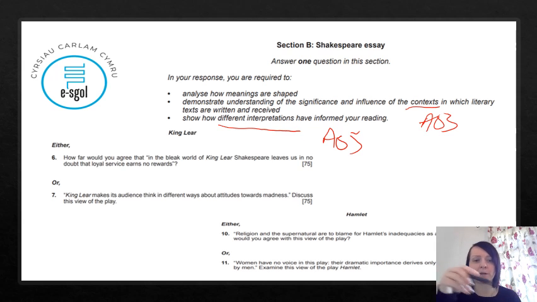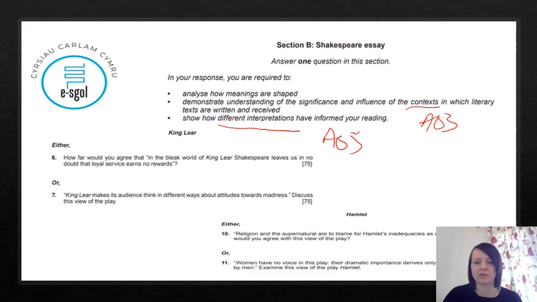So, both questions here. We'll look at King Lear initially. How far would you agree that in the bleak world of King Lear, Shakespeare leaves us in no doubt that loyal service earns no rewards, and King Lear makes his audience think in different ways about attitudes towards madness? Discuss this view of the play. So there are two potential questions there for King Lear. Now we'll look at Hamlet.